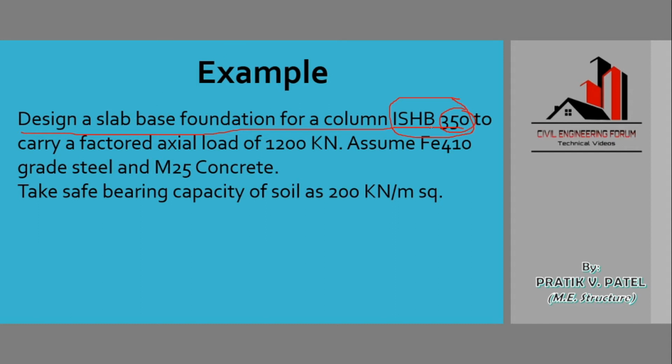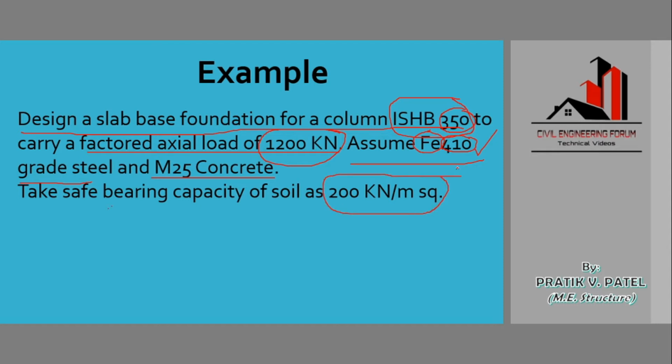Section used for the column is ISHB 350 to carry a factored axial load 1200 kN. This load is actually factored, that is it has been considered with the factor of safety. Assume Fe410 grade steel and M25 grade concrete. These are the two things given. Fe410, Fe indicates iron, this 410 indicates ultimate strength. And M25 grade concrete. These all things are given, and we have to take the safe bearing capacity of the soil as 200 kN per meter square.